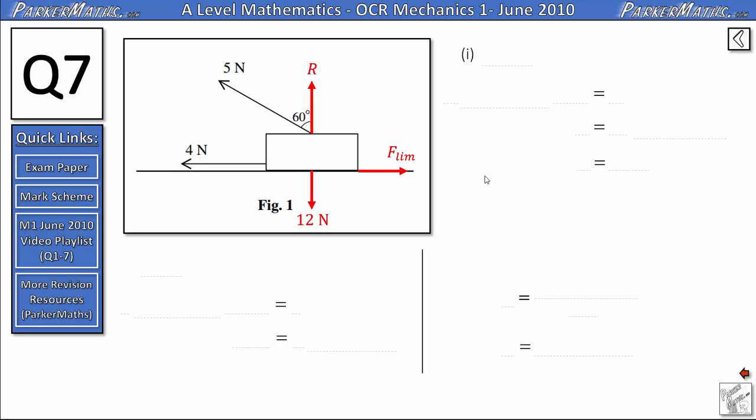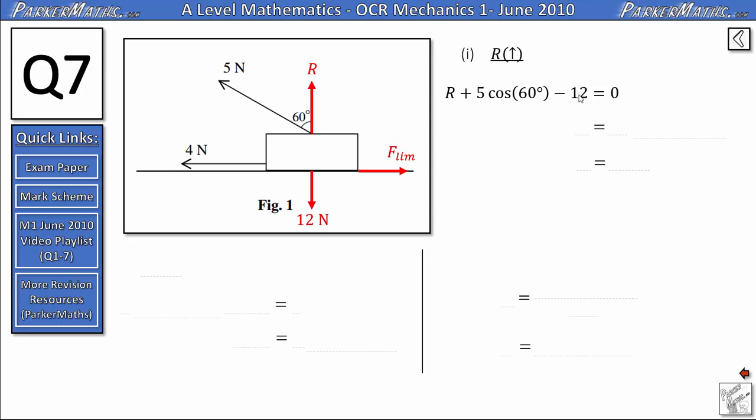So to find the coefficient of friction, we're first going to need to find limiting friction and the normal contact force. We'll start by resolving vertically, although it doesn't matter which one we start with. Taking upwards to be positive, we've got R plus a component of this 5 newton force, which will be 5 cos 60, and we're going to subtract 12 newtons because that's in the opposite direction. The block's in equilibrium, so mass times acceleration is 0.